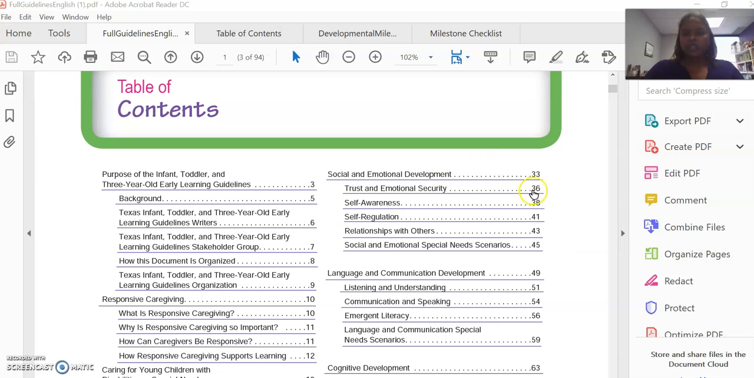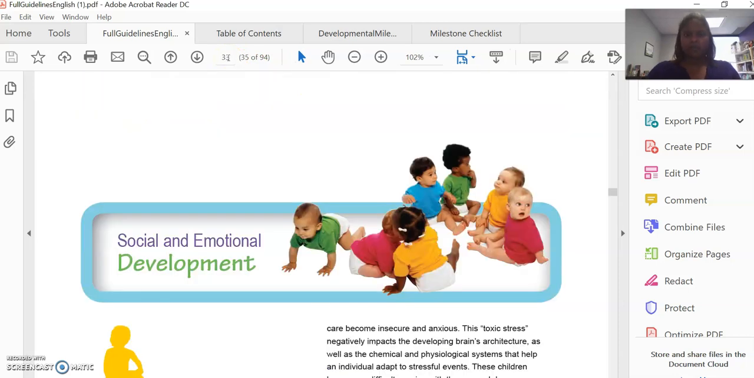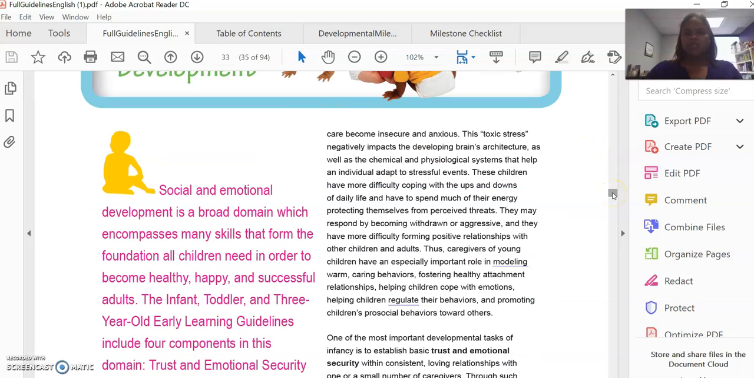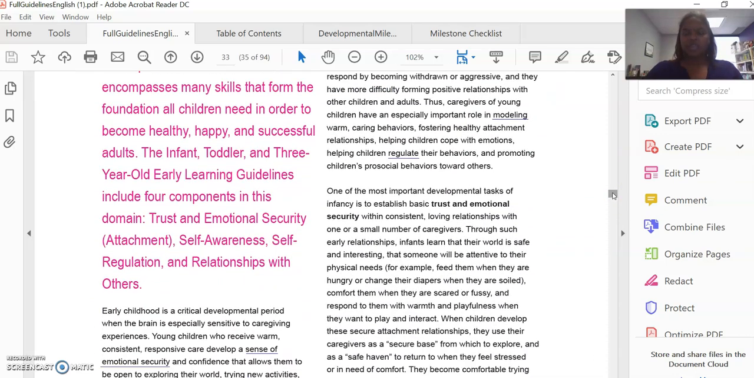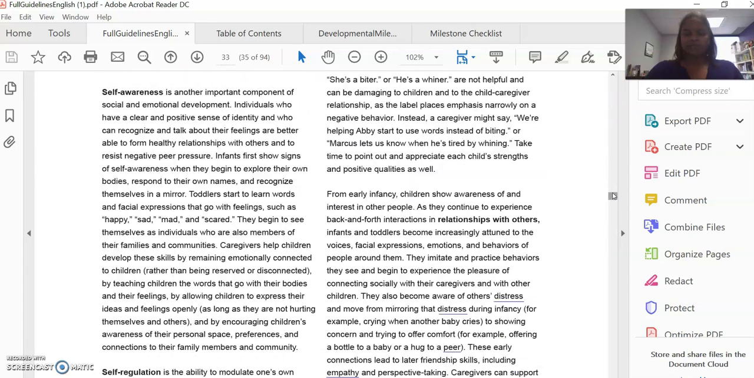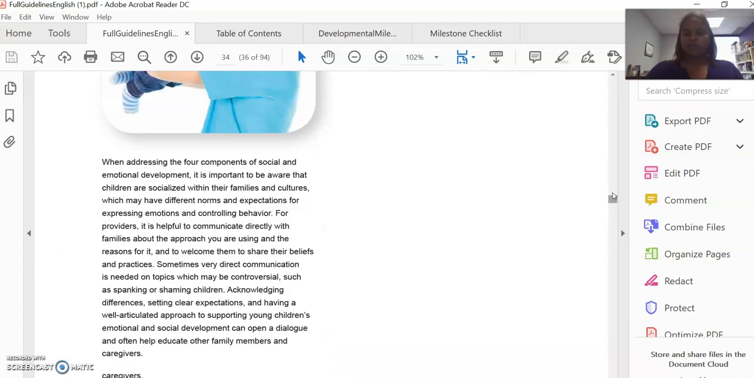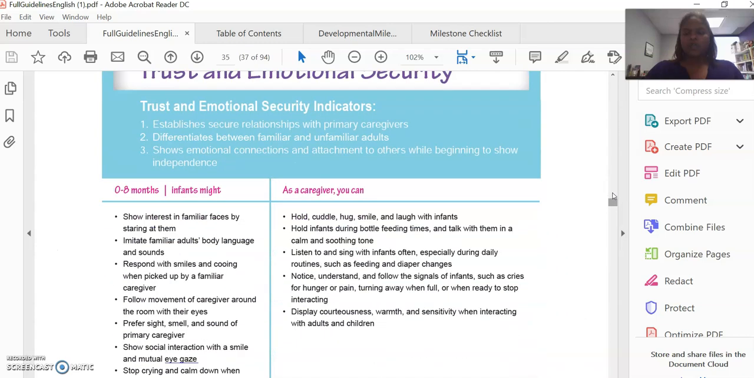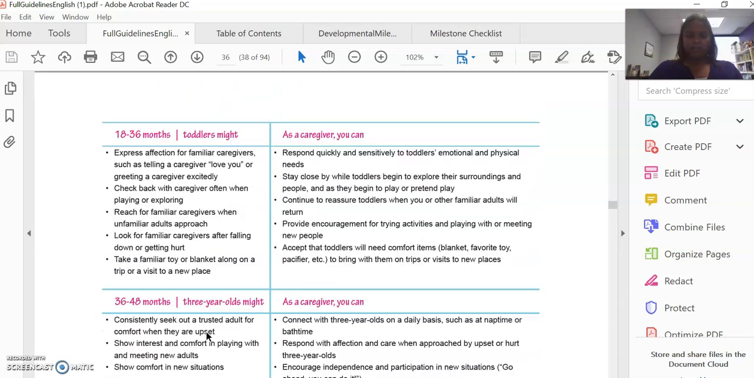So if we go to one, let's just go to page 33 here. They provide you with a little introduction onto what would be included within this developmental domain. I'm going to scroll down. And then eventually you're going to get to where it kind of breaks it up by ages, what you can expect. So for 0 to 8 months, these are things that you might see infants do. And as a caregiver, a teacher, as a parent, these are things you can do to help them develop these skills. And you would keep going down.